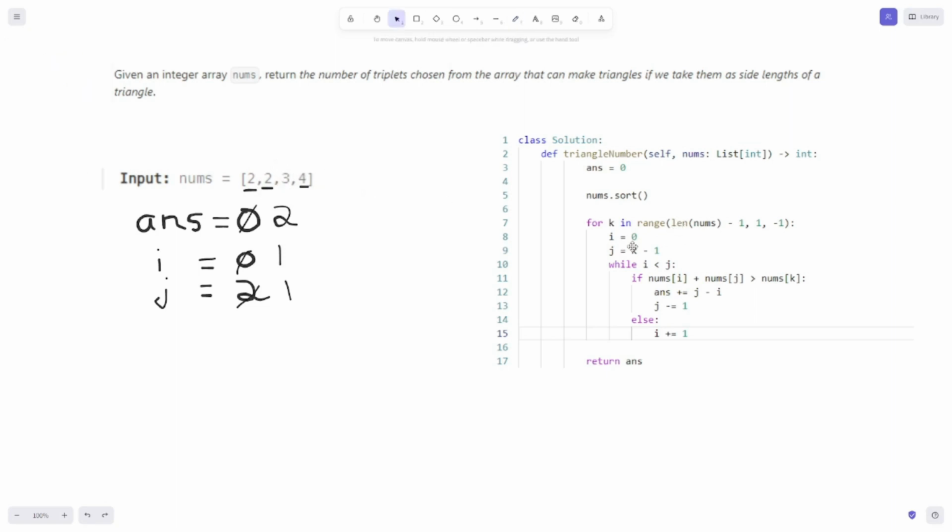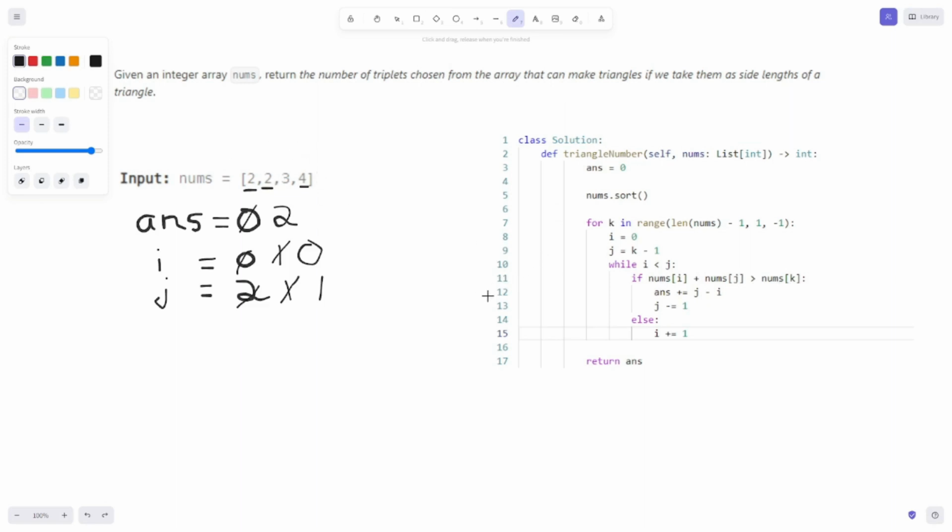And we say, okay, i is now equal to 0 once more, and then j is equal to k minus 1, so that is 2 minus 1, that's 1, because these are the index values. And we do the while loop next. While i, 0, is less than j, this is true. We check nums[0], that's 2, nums[j], that's 2 again, so 2 plus 2 is greater than nums[k], 3. Yes, 4 is greater than 3.